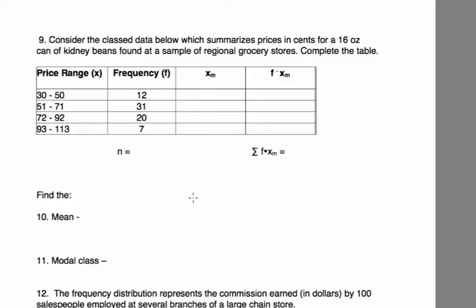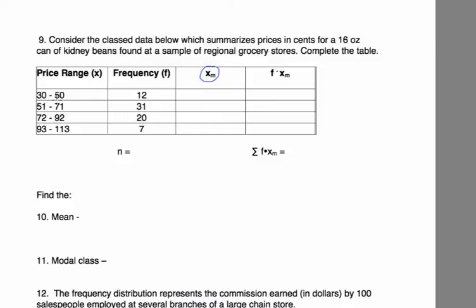Prices in cents for a 16-ounce can of kidney beans found at a sample of regional grocery stores. So here's our price range, 30 to 50 cents. There were 12 cans in that price range, and so on. Why do we need the midpoint? Well, when we're doing our numbers, it's not good enough to say your data values were between 30 and 50. That doesn't help us. We need a number. So the midpoint gives us our best guess for a number for that price range.